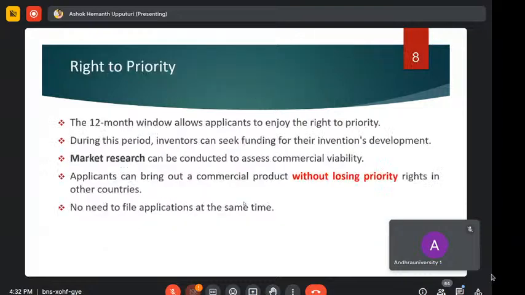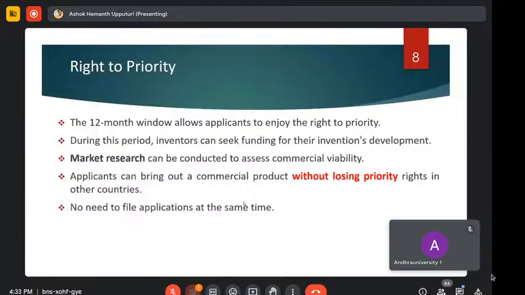And another one is the right to priority. We have been discussing the right to priority, and many people have questions about it. Actually, this comes from the Paris Convention. So these principles: right to priority and independence of patents. The right to priority is a 12-month window that allows applicants to enjoy priority.